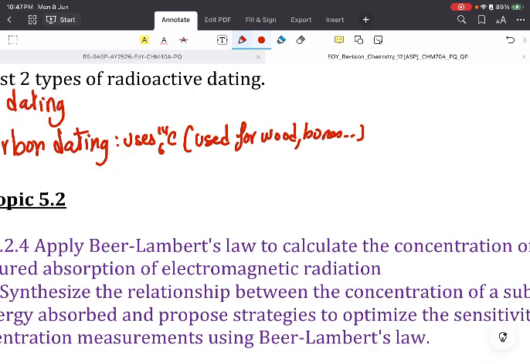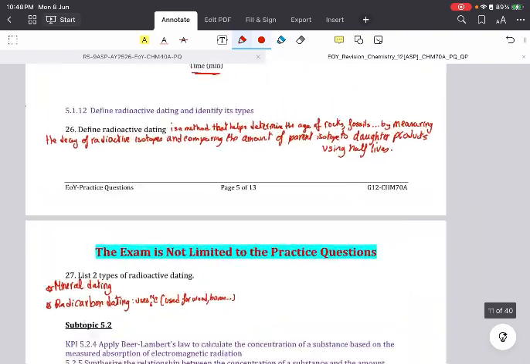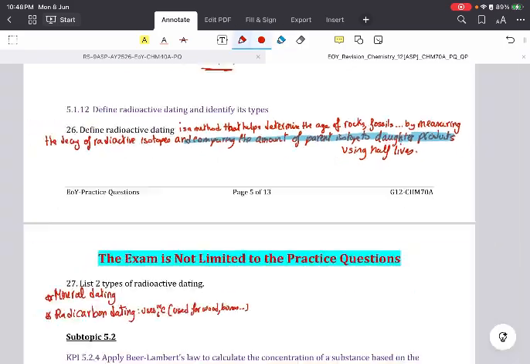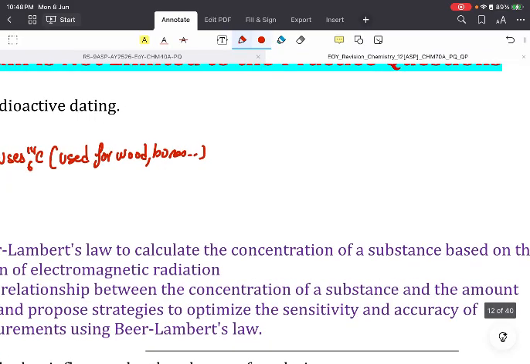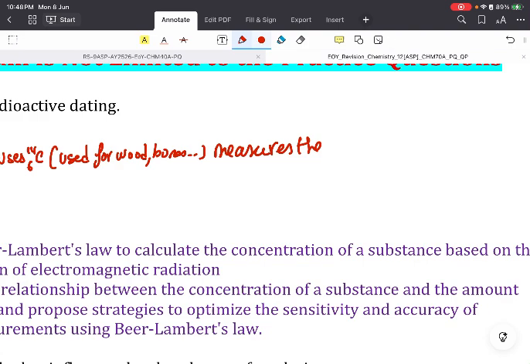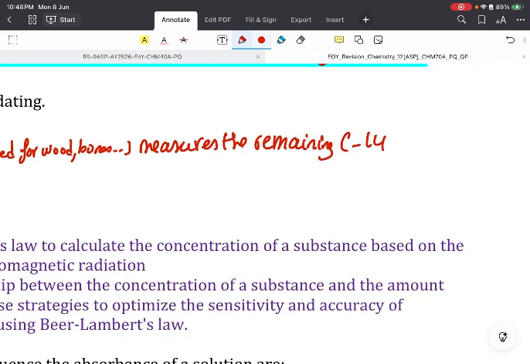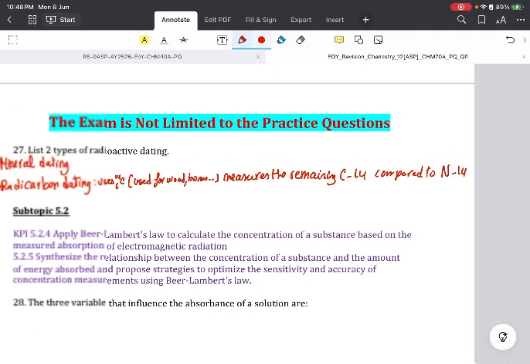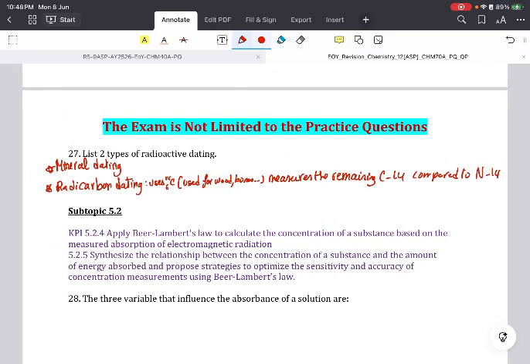Okay, and it measures the remaining C14 compared to nitrogen 14. So as I said, here it compares the amount of parent isotope to daughter isotope. So in the radiocarbon dating, it measures the remaining C14 and compares it to the daughter, nitrogen 14. The daughter here will be nitrogen 14. So by this they can determine the age.